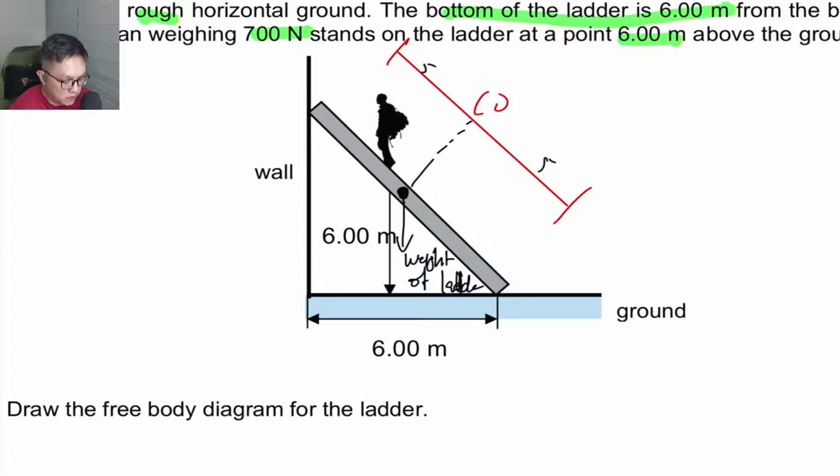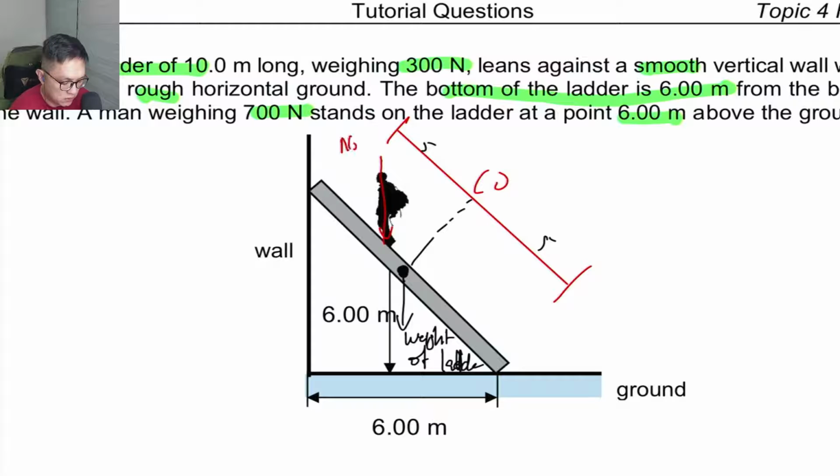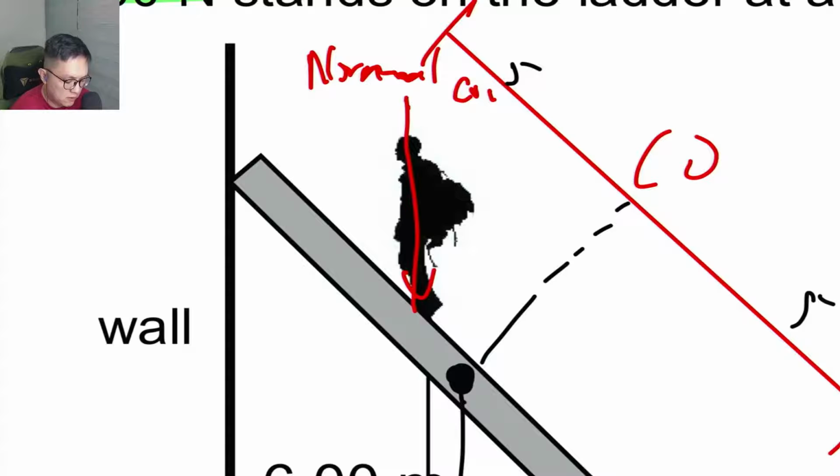Then what other forces do we have? We have the normal contact force due to the man's weight. This is over here. Normal contact force due to man's weight. There's no space, it's a bit messy, but you get the idea.